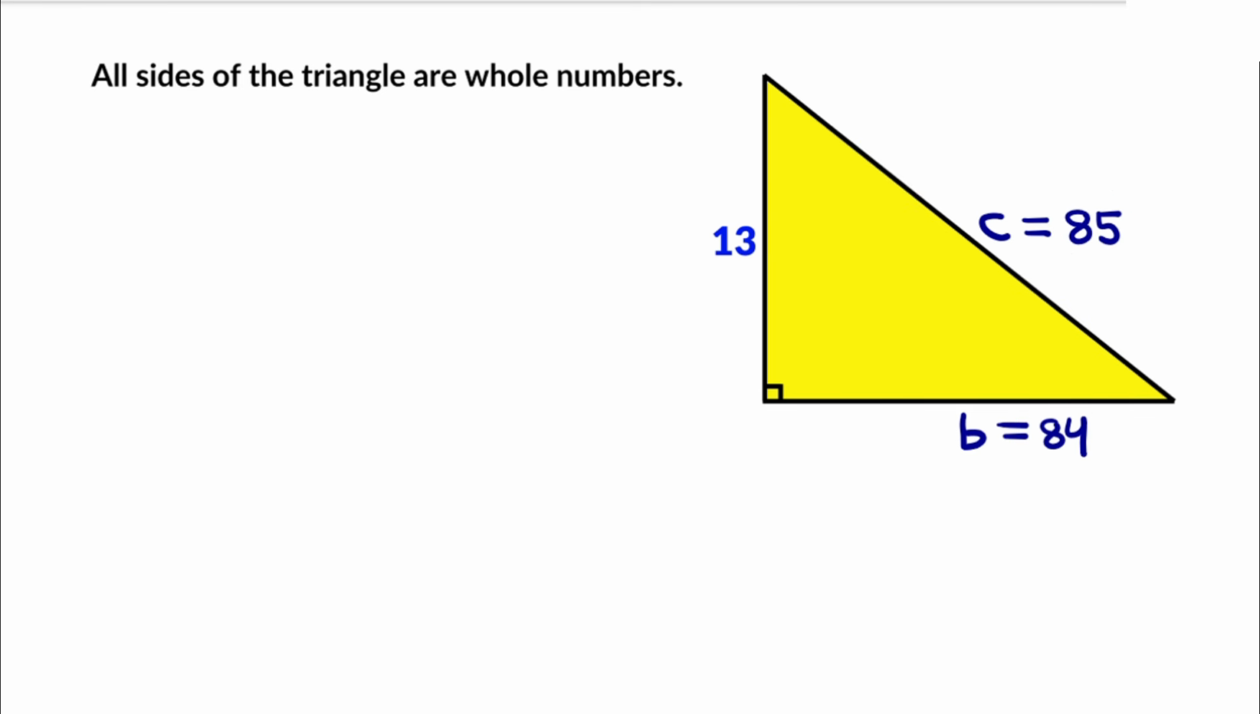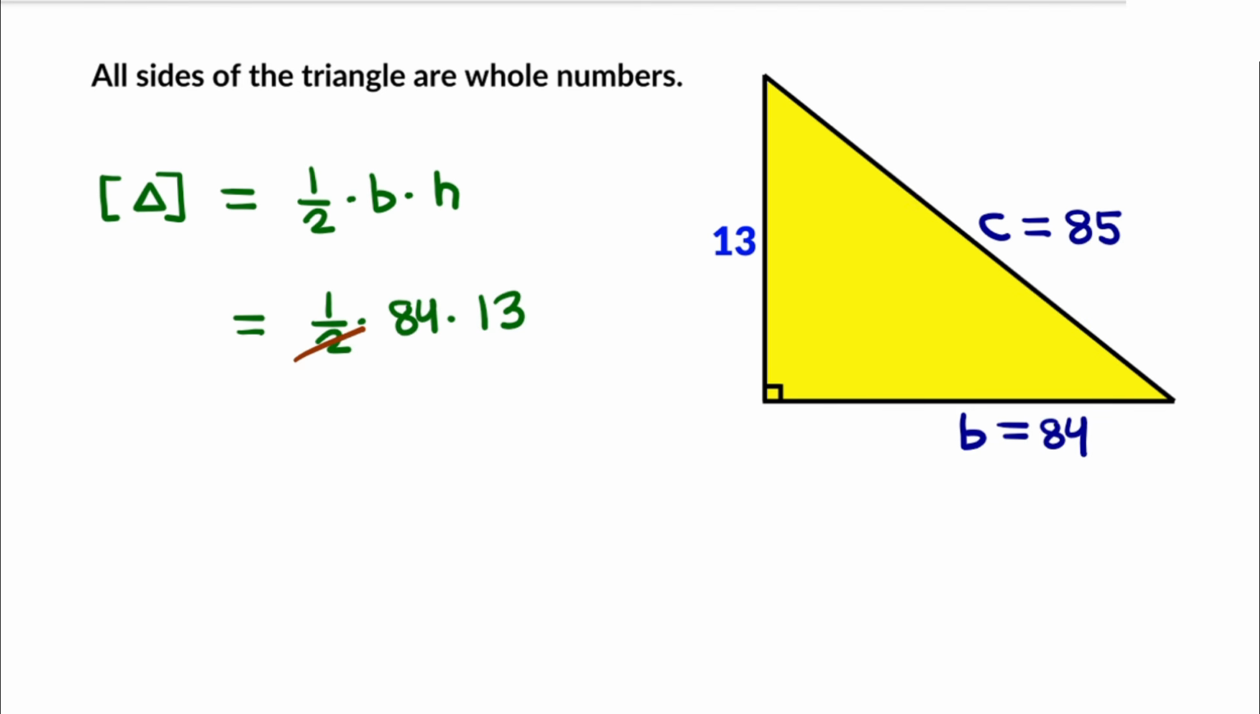Now, for the easiest part, the area of a triangle is 1/2 times base times height. So the area is 1/2 times 84 times 13. Half of 84 is 42, and 42 times 13 is 546. Therefore, the exact area of the triangle is 546 square units.